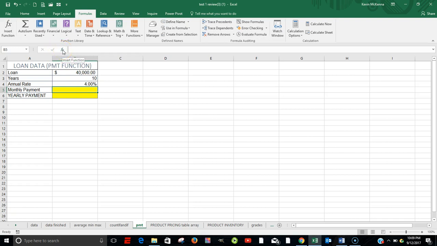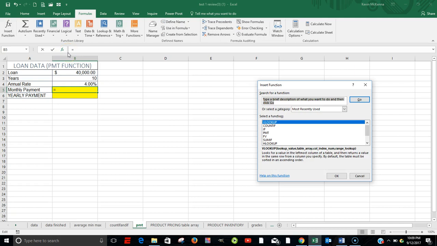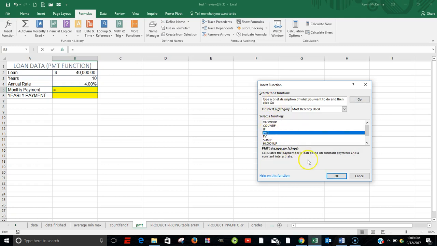Click on fx, function. We already have it here. I've been using it recently. But if it weren't showing, you would just type in PMT. So it's PMT. Click OK.